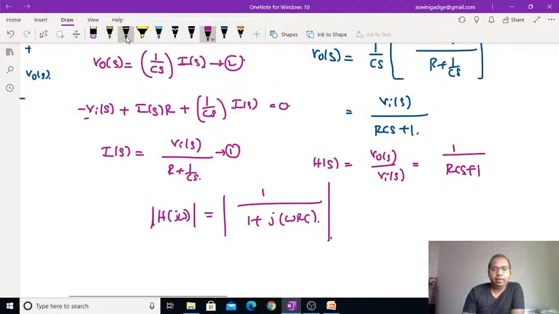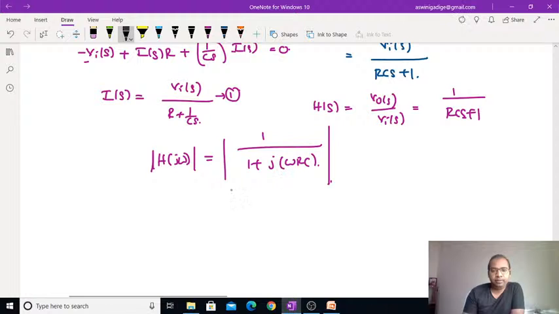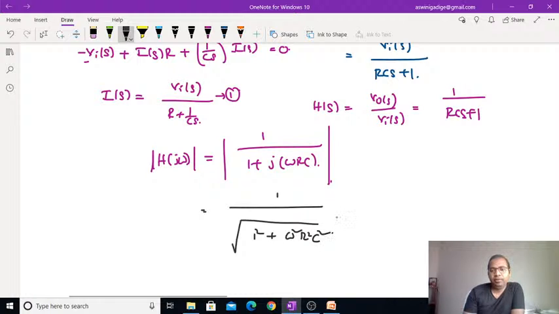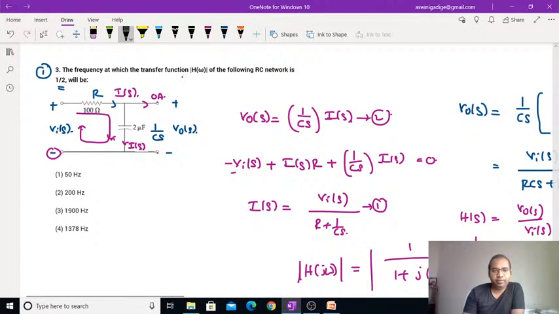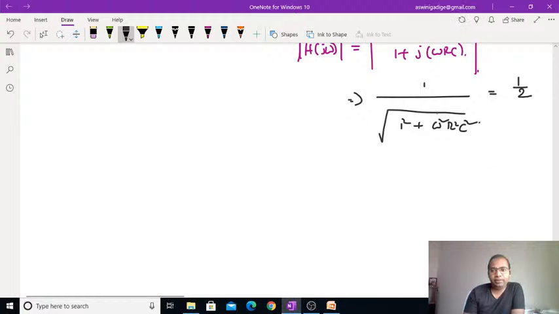Now, from this point, what we can write, guys? That is equal to 1 by square root of 1 square plus omega square R square C square. In the question, this gain is given as 1 divided by 2, right? Fine. So let's work out this one.